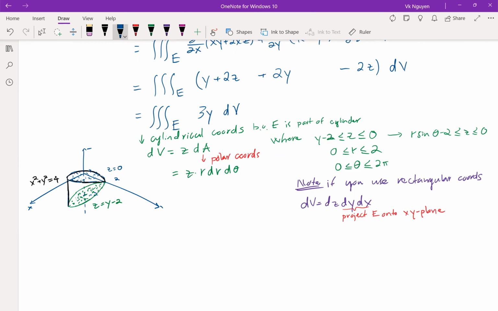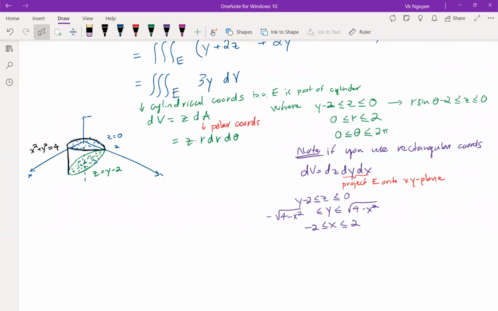Okay. Next step is the z. The z is pretty straightforward. It goes from y minus 2 to 0. What about the y? You see, x and y, when you push it onto the xy plane, you get a disk of radius 2, right? So y is going to go from negative root of 4 minus x squared to root of 4 minus x squared, and then x goes from negative 2 to 2, right?